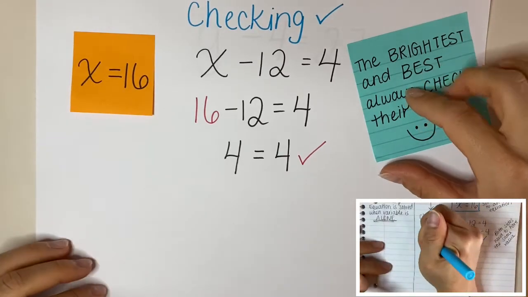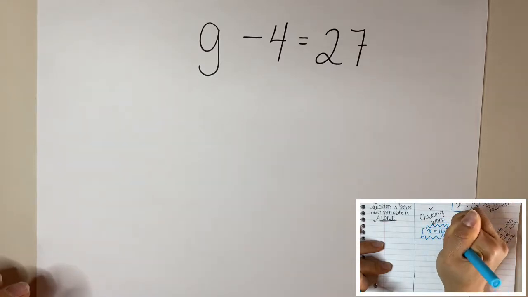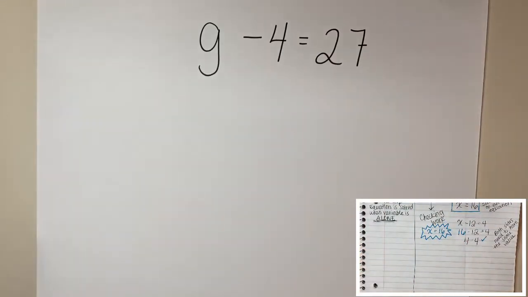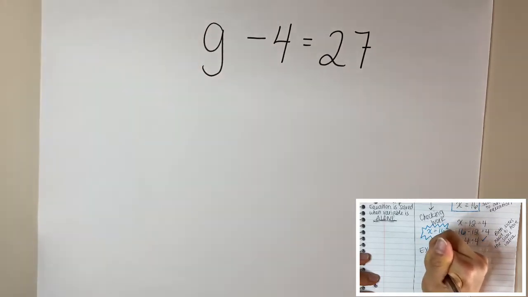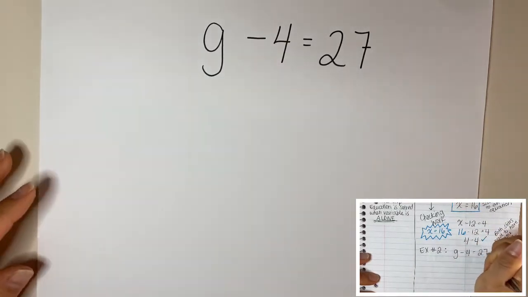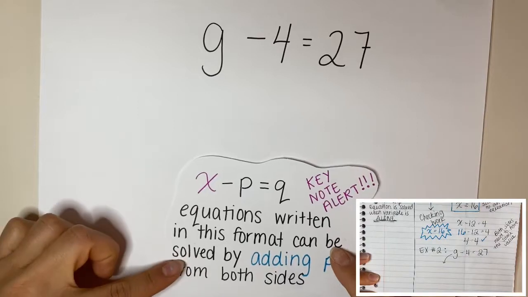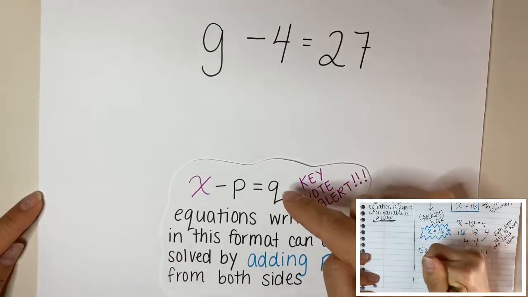Well, let's go ahead and look at our second problem. So here we have g minus 4 is equal to 27. If we look here, this is a different letter for our variable. So your variable could be typically x, or you can use a different letter. So here we have g. Well, again, here is our keynote. Let's see if this follows the same format.